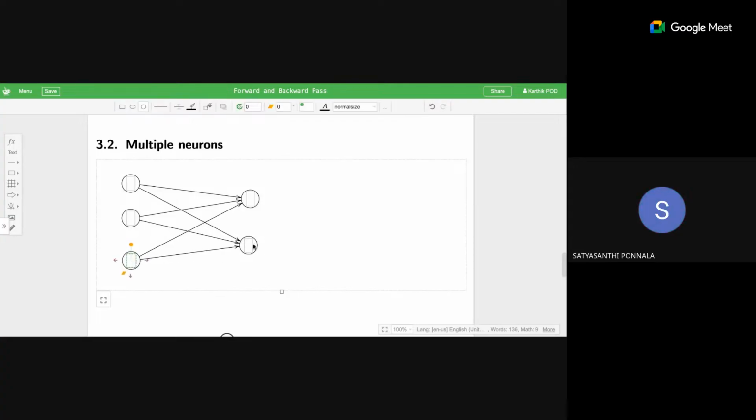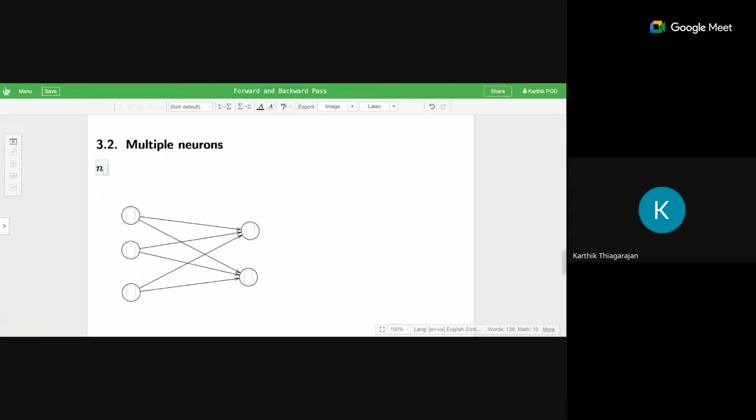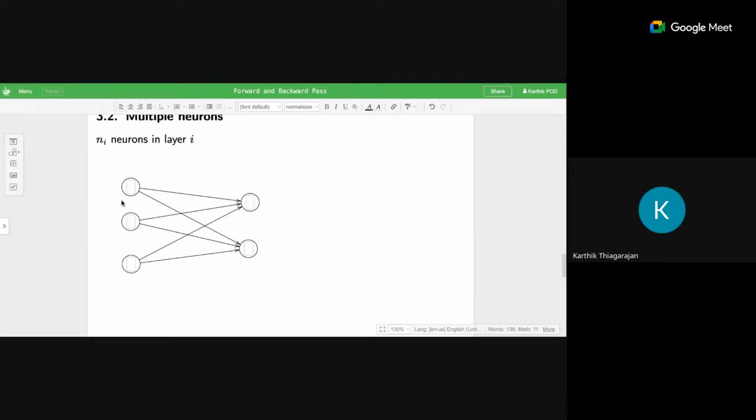Six. Yeah, you have 6, right? So in general, say, n, I'm going to use this terminology, it's very important. So if you have ni neurons in layer i, okay, in general, that's the notation we'll be using. Ni is the number of neurons in layer i. So maybe this is layer 2, so this is n2. So n2 is in this case 3 and n3 is 2.